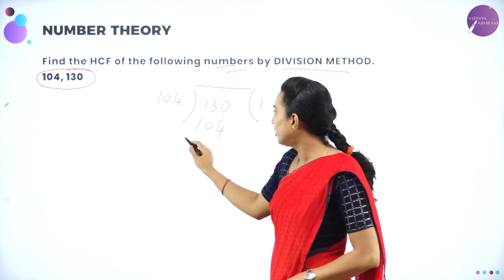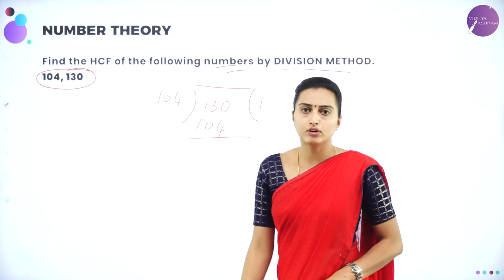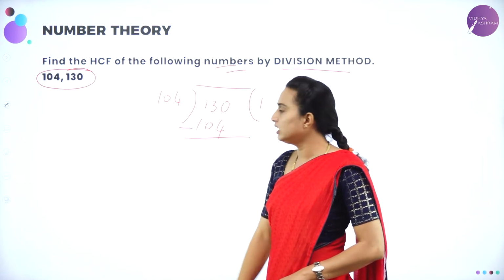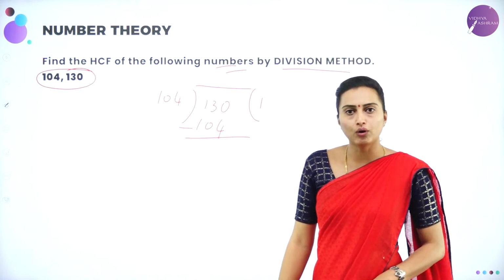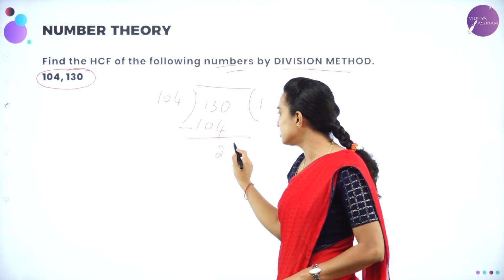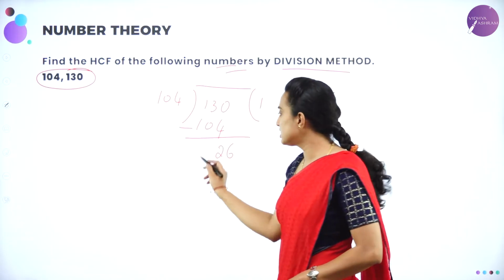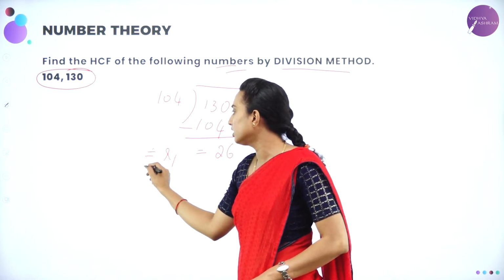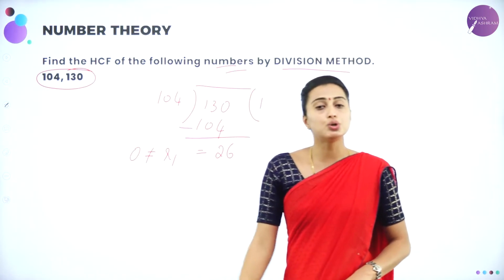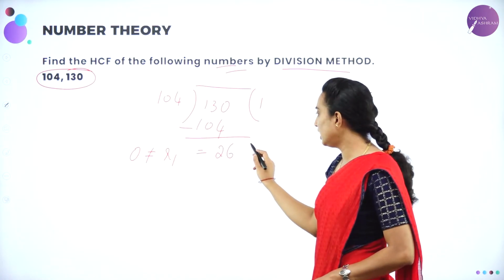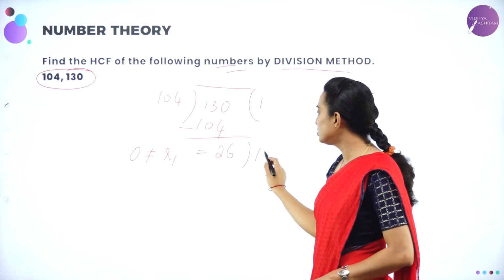Correct? Therefore, if you subtract 130 minus 104, what is remaining? You are going to remain with 26, isn't it? So now this is R1. This is not equal to 0. So what you need to do? You are going to divide 104 by 26. Again 104 by 26.